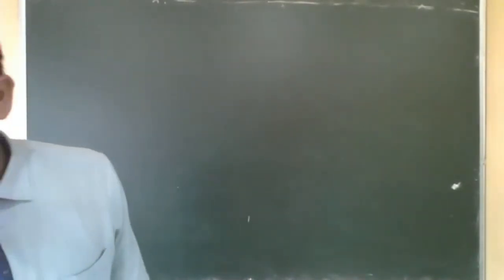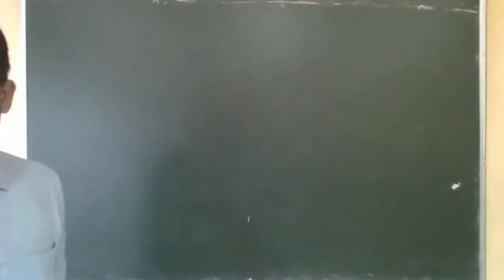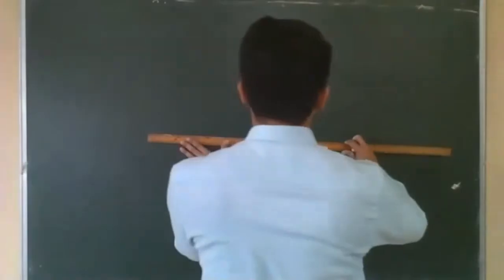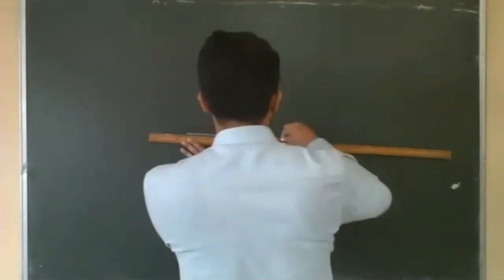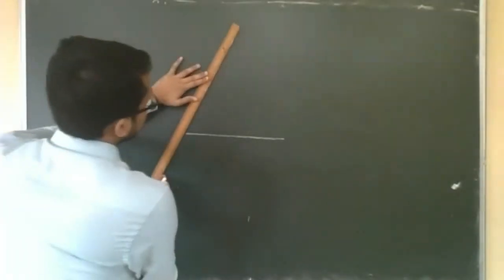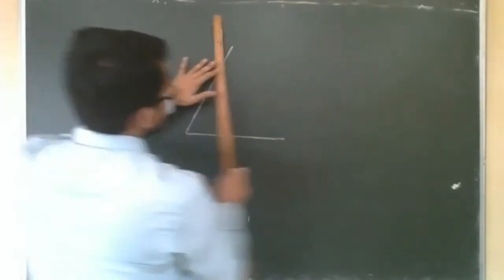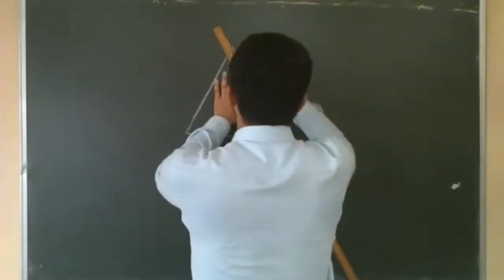Okay, last question. The last question is question number 18, page 88, exercise question. A ray of light is normally incident on one face of an equilateral triangle. This is an equilateral triangle. Looking nice.